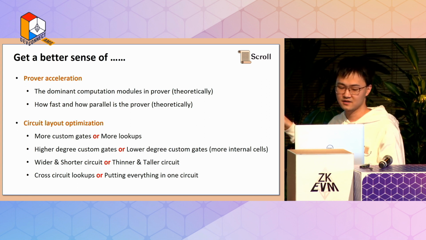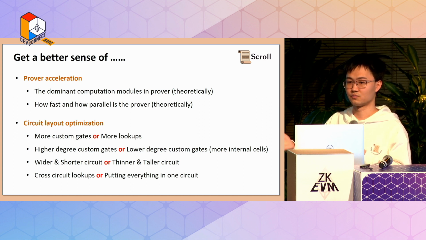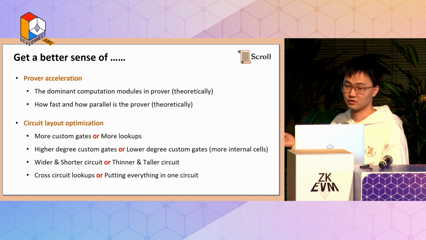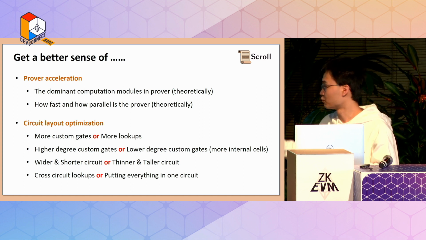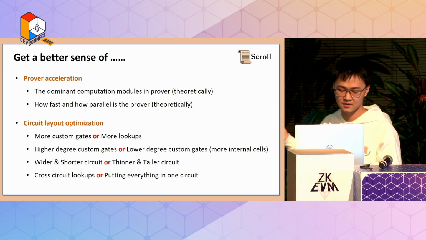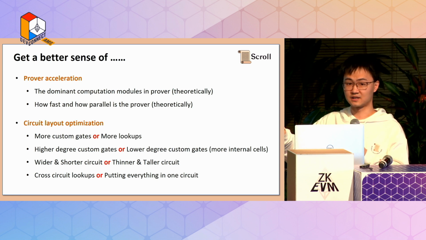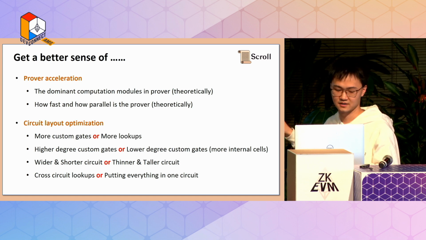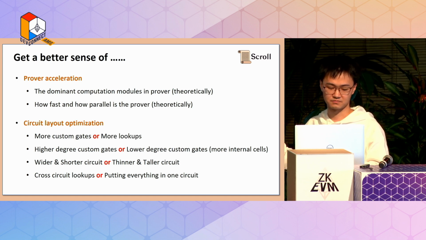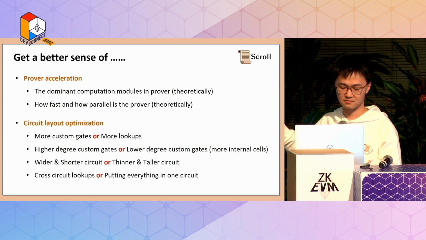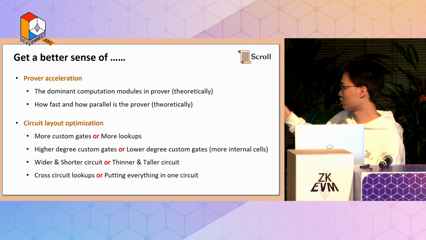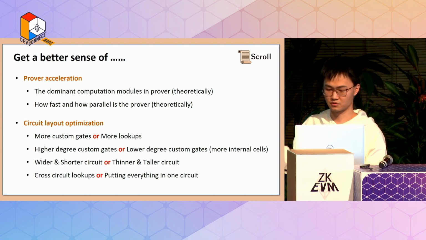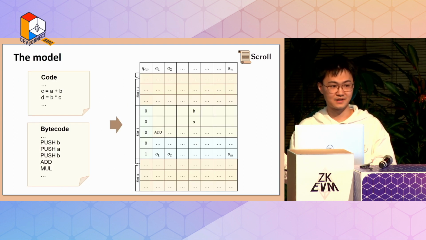Secondly, when you are writing custom gates and lookup arguments, you will learn what's happening in the backend, and then you will know how to optimize the circuit layout. For example, whether you use more custom gates or more lookups, higher degree custom gates or lower degree custom gates with more allocated internal cells, and a wider or shorter circuit versus a thinner or taller circuit. And lastly, I just want to brainstorm some discussion around the community effort ZK-EVM, some problems we met and some possible solutions. First, just assume that everyone is an expert at ZK and ZK-EVM.